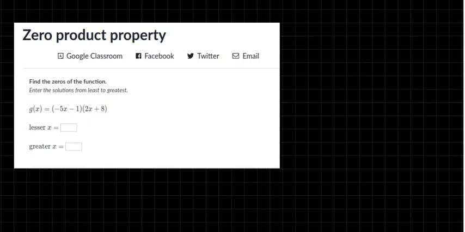Let's look at our last problem here. Here again we have a g of x. So we're going to set that equal to 0. And from the zero product property, do you remember what it says? It says that if a times b equals 0, then a equals 0 or b equals 0.